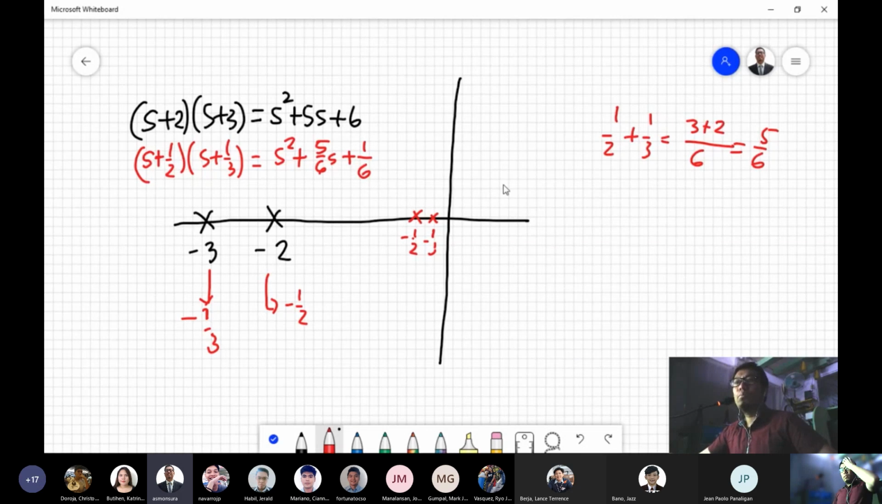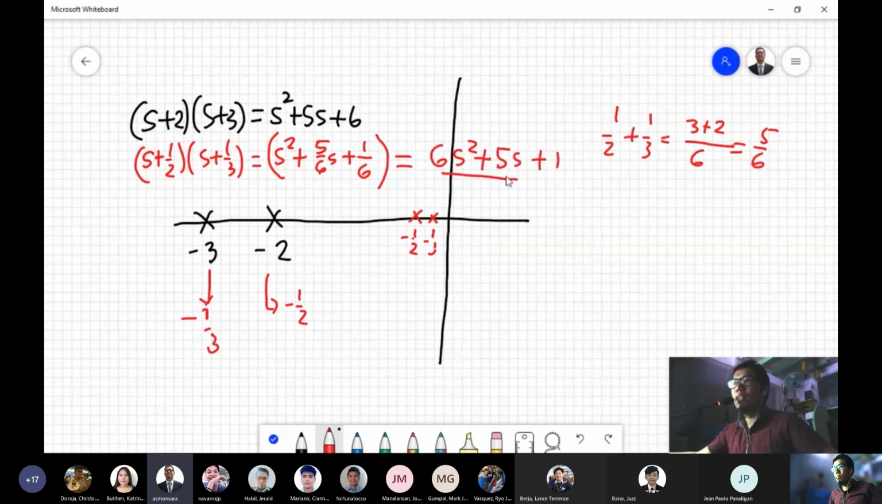So this is 5/6 s plus 1/6. Pag minultiply natin to sa 6 para ma-eliminate yung mga fractions, this becomes 6s square plus 5s plus 1.